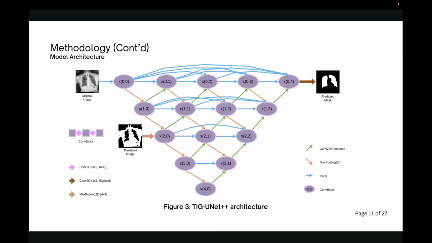Here you can see our TIG UNet++ architecture. That is what we proposed here. This architecture is pretty similar to the UNet++ L4 architecture with some minor modifications. The major modification is at the inputs. You can see a threshold image here. It was passed late to that network, not at the beginning or at the end. Why so? I will explain this later.